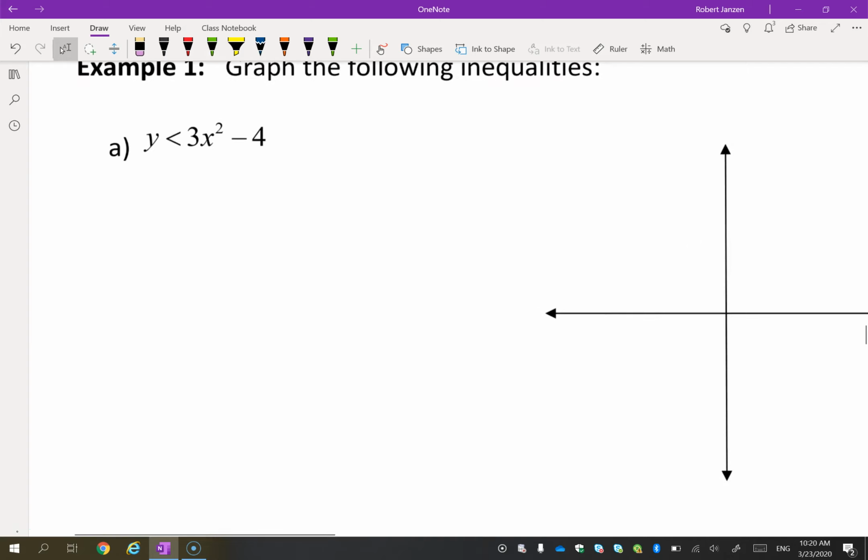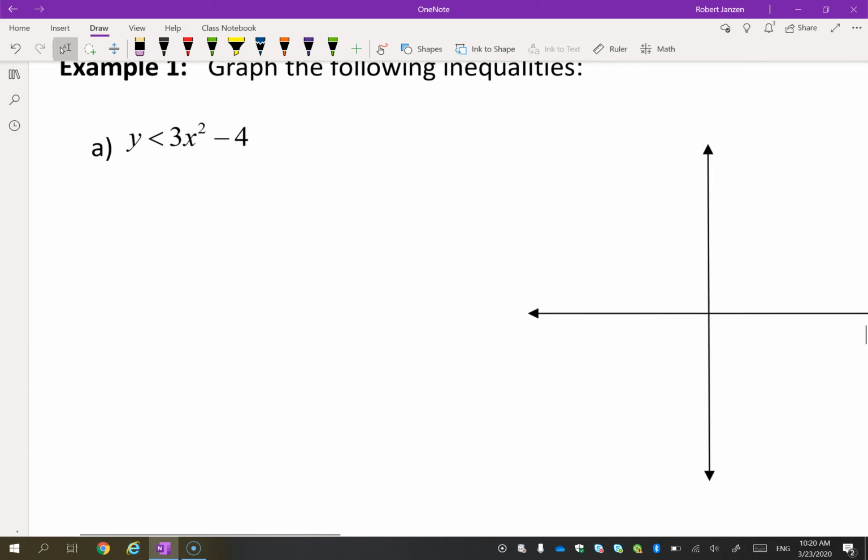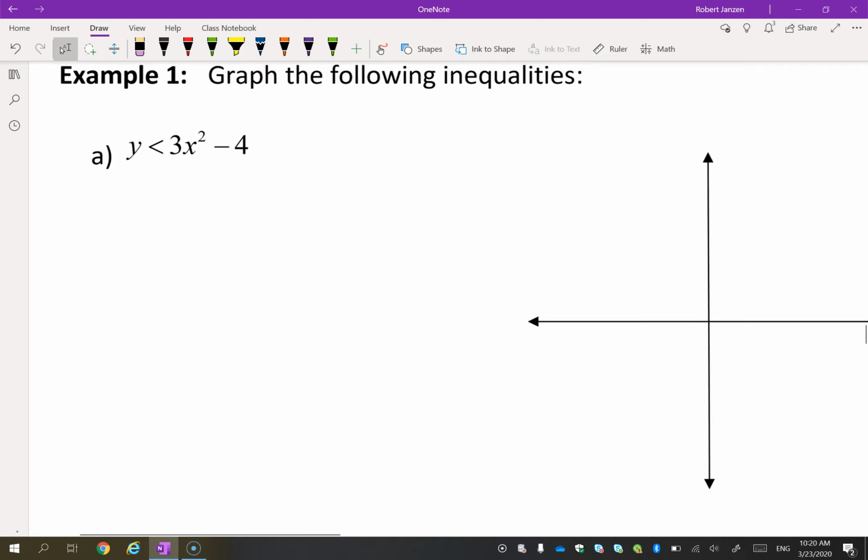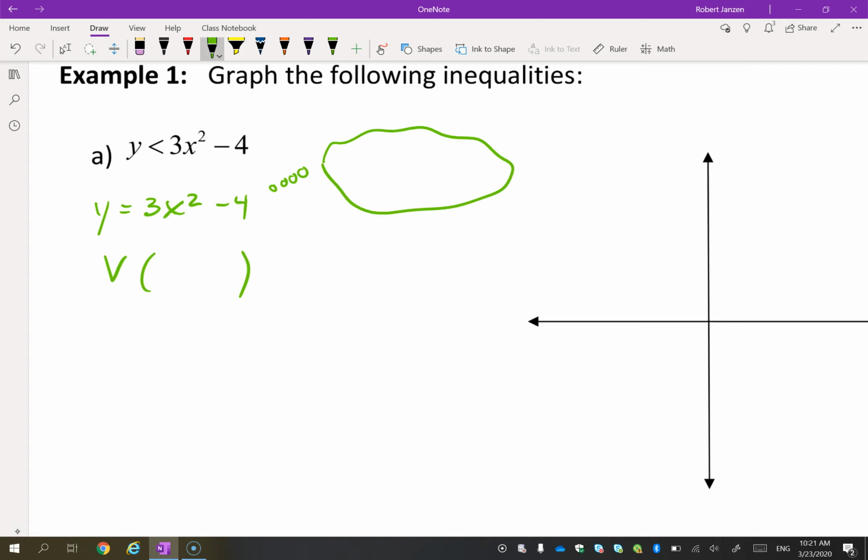Okay, so take a look at this one. The only thing that makes this a little harder is you know that graphing a parabola is harder than a line. So what do we need to graph this parabola? Well, thinking about the parabola equaling, this would allow us to figure out what the vertex is. Can you figure out what the vertex is just by looking at it? Does this look like this form? It does. The vertex is 0, -4.